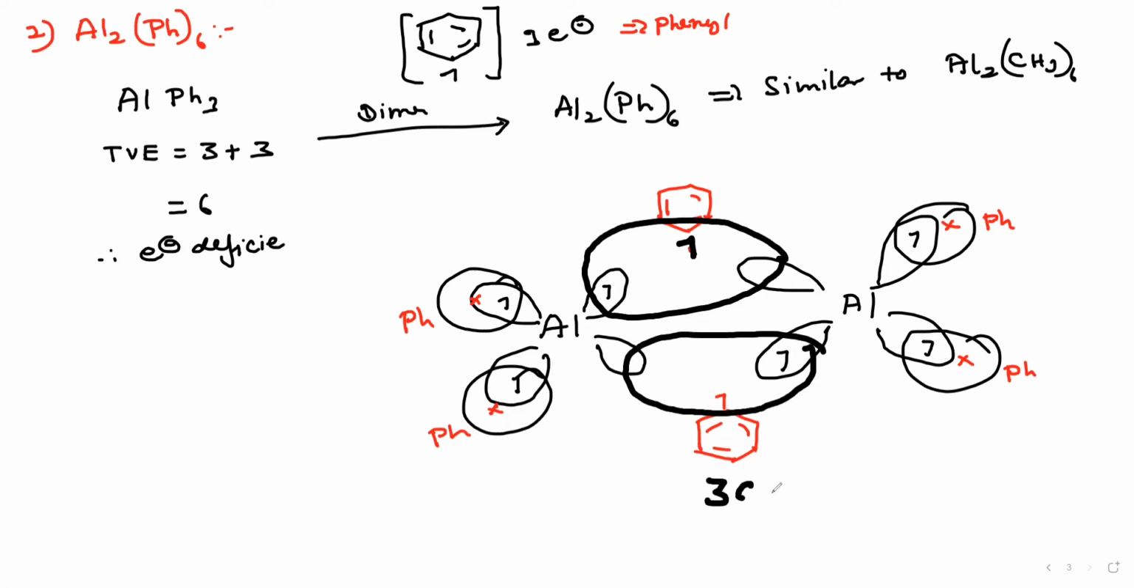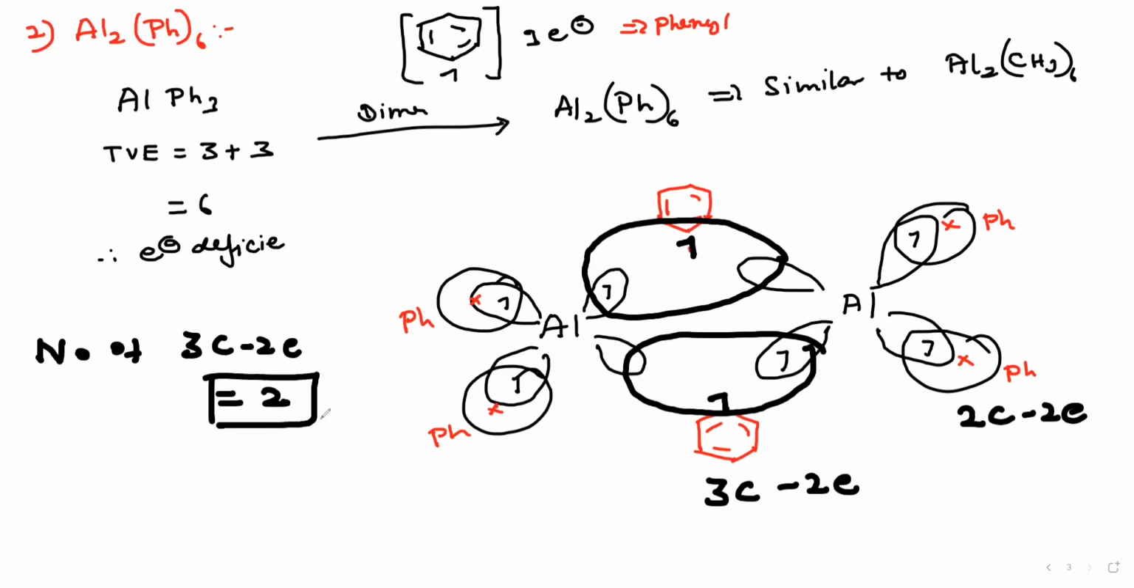3 center. How many electrons participate? 1 and 2, right? Therefore, 2 electrons. The terminal one is common, right? 2 center 2 electron. Therefore, how many 3 center 2 electron bonds? This is 2, right? Therefore, the number of 3 center 2 electron bonds is 2. Very important question. Please note.